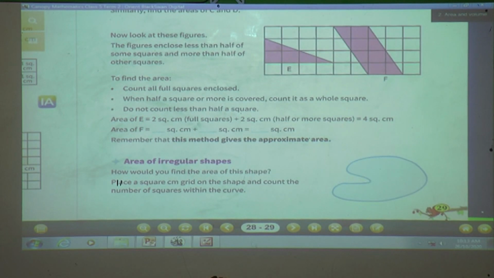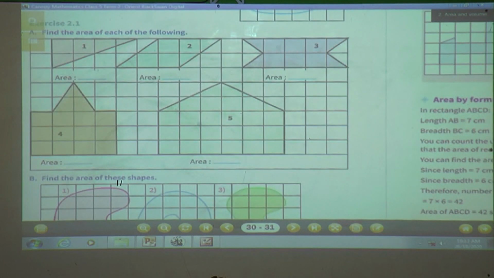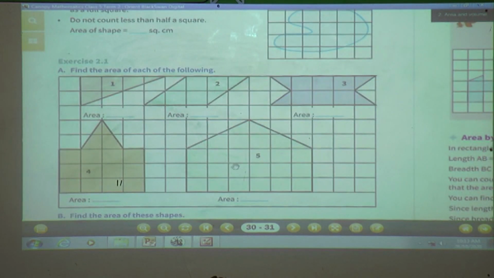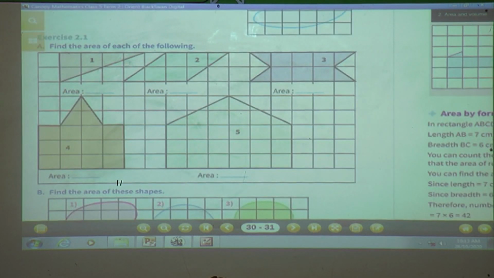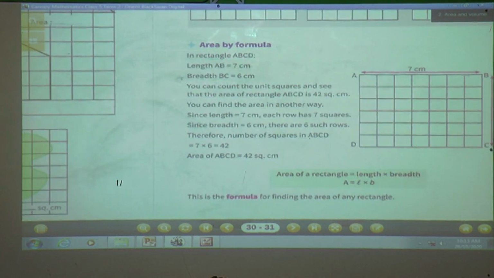Now area of irregular shape. Page number 30. See. Here, when half a square or more is covered, count it as a full square. Do not count less than a half square. See here, in this way you can solve the exercise 2.1. Now on the page number 31, area by formula. See.